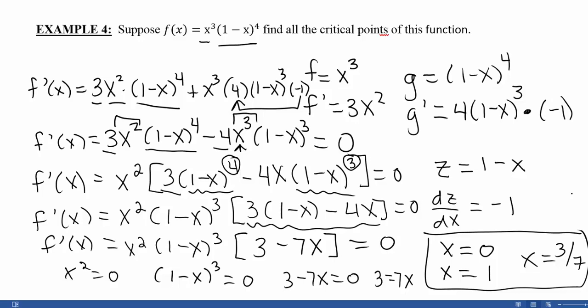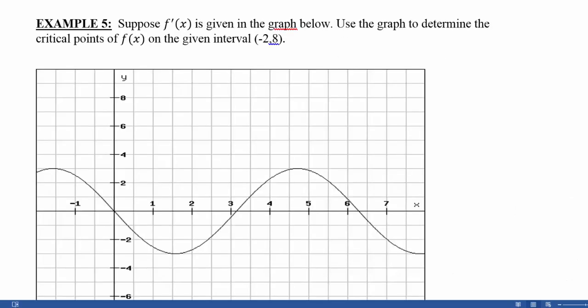Let's try another. Example 5. Suppose f prime of x is given in the graph below. Use the graph to determine the critical points of f of x on the interval given, -2 to 8. So here, what's really important is that we understand what we're looking at. This is a graph of the first derivative.